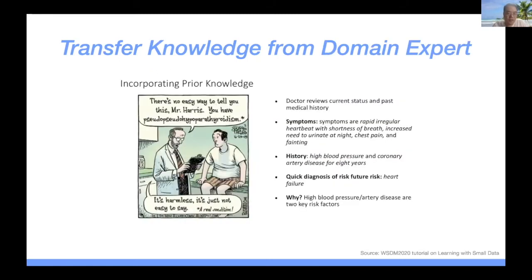But sometimes it's actually much faster to just incorporate prior knowledge. Let's say, for example, in this picture, we want to predict the probability of heart failure given a patient's history and symptom descriptions. Let's say this doctor, this expert, told us that high blood pressure and arterial disease are two key factors. So to build our model, we could simply put very positive priors on these two factors, and that could make the model more robust.